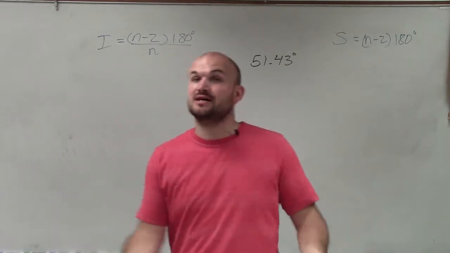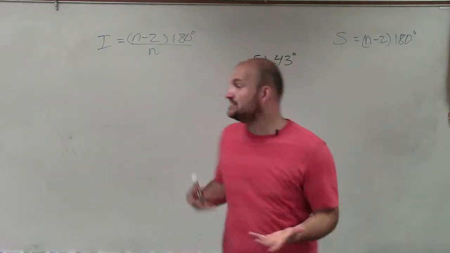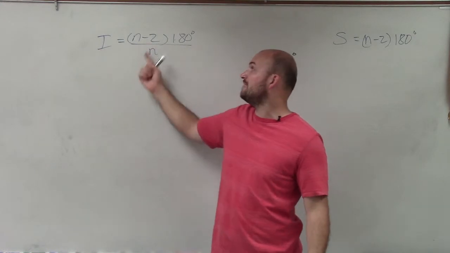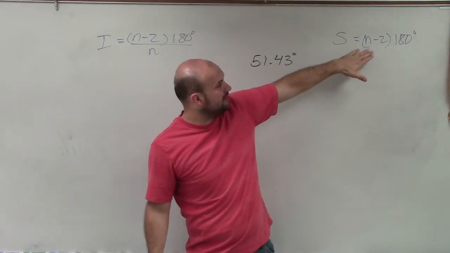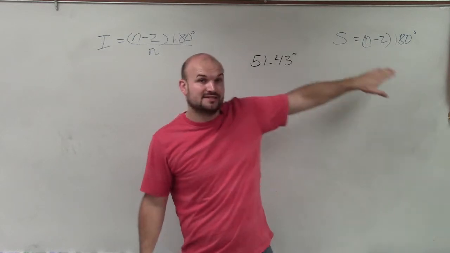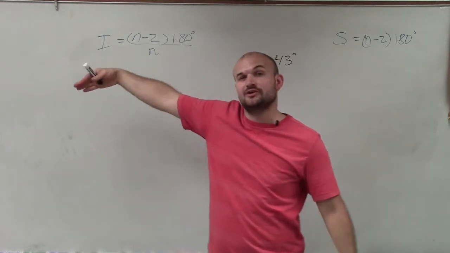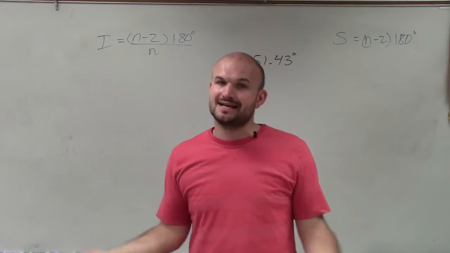So what happens when we're given one exterior angle? How can we figure out the sum? Because if we were given one interior angle, then I can just plug it in here, find the number of sides, take the number of sides, plug it in here, as this formula represents the sum of all the interior angles, and this represents the measure of one interior angle. But we don't have anything for the exterior angle.